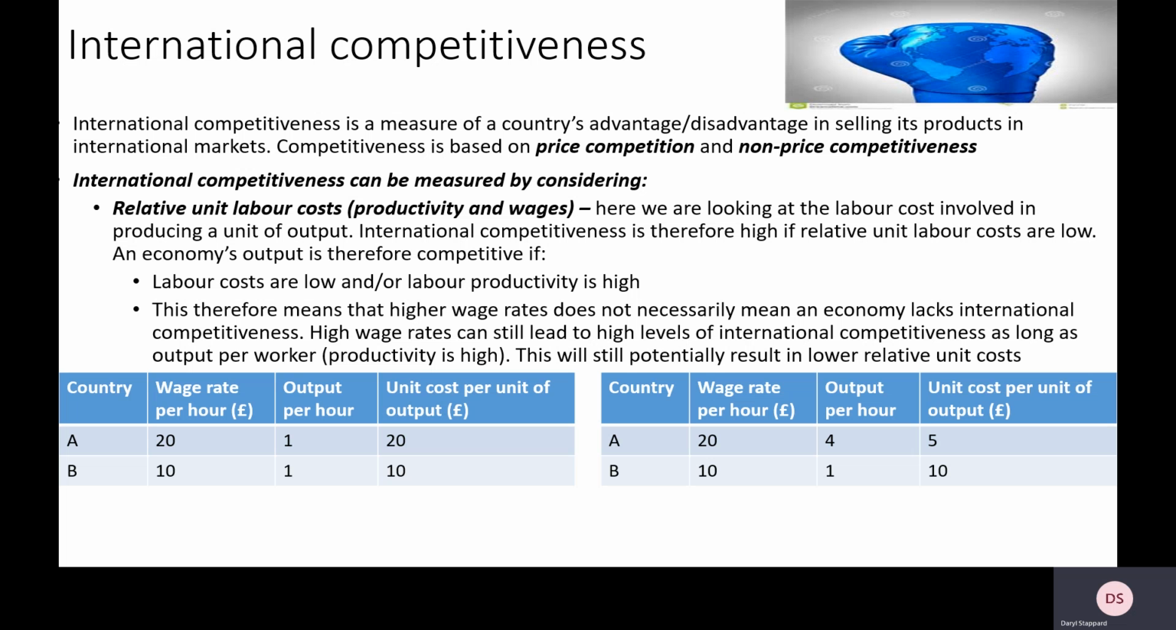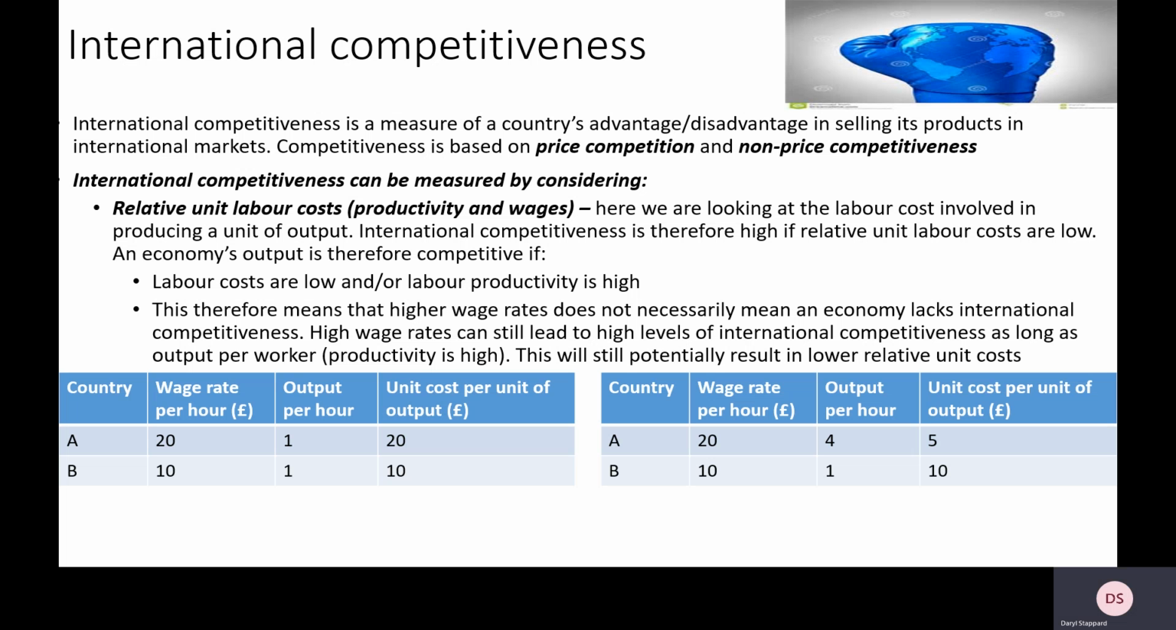So all that means is in a factory in country A and country B, the average production line worker is producing 1 unit of output per hour. But then look at what that translates to in terms of the unit labour costs. The labour cost involved in producing the product in country A will be £20, whereas in country B it would only be £10. So what you would argue based on that is that country B is more internationally competitive than country A. But this isn't the full story.